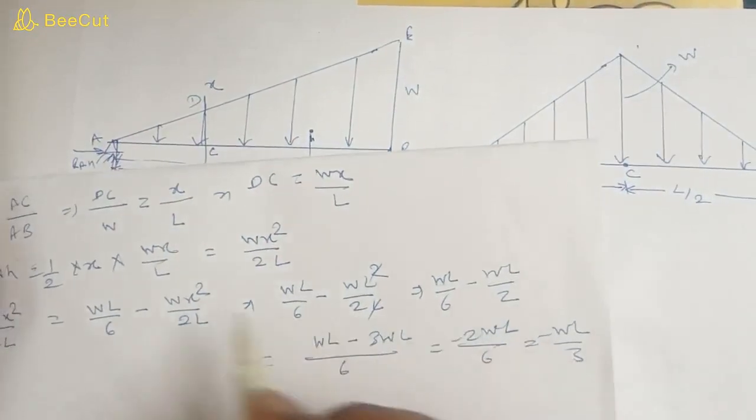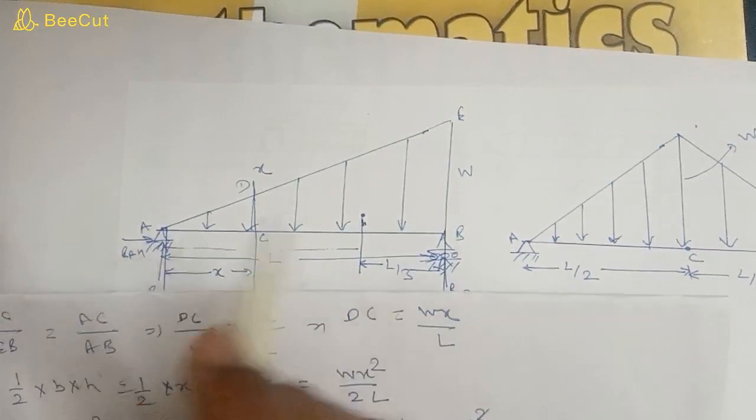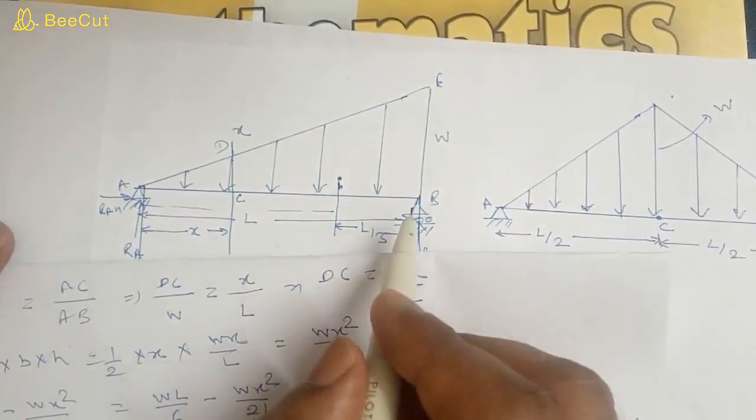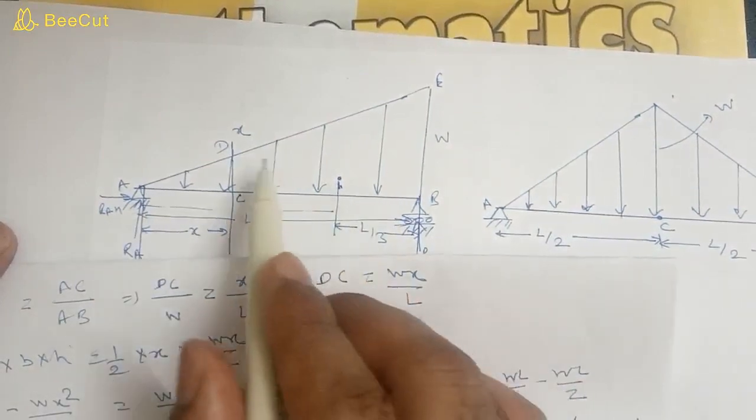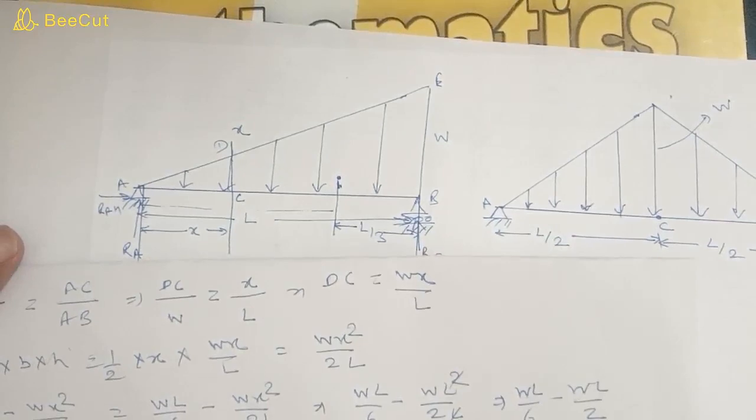So we can say that here shear force was positive WL by 6 at point A and it is becoming negative at point B. Means somewhere in between point A and B it is becoming 0. So at what point shear force is becoming 0? We want to calculate that. So how to calculate that? We will write shear force is equal to 0 in formula.